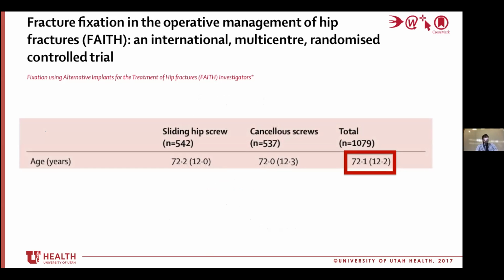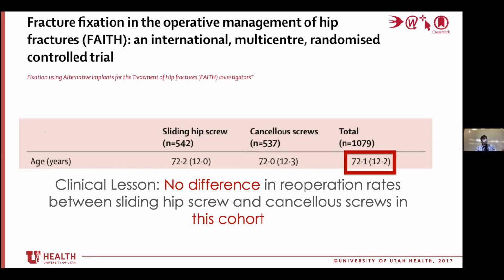Unfortunately, I don't have to read past the first line in the first table to draw a conclusion from this study, nor does anyone attending this lecture via Zoom or in person. Because the average age of patients in this study was just over 72 years. I don't think anybody in here is likely considering a fixation construct for a 72-year-old with a displaced hip fracture. So the clinical lesson we learned from this trial is that there was no difference in the reoperation rate between the 2 groups, but the reoperation rate was not surprisingly high.